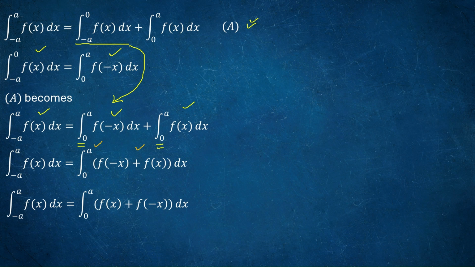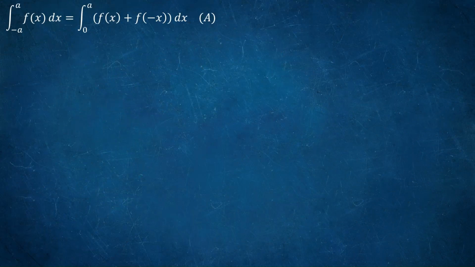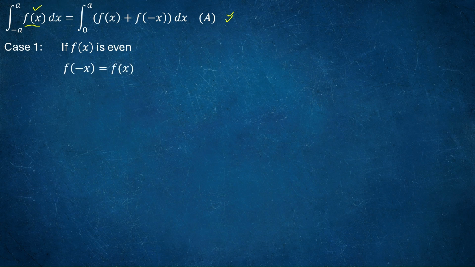Now we shall deduce a well-known result from this definite integral property. The expression a is a general definite integral property. Here the integrand f of x may be even, may be odd, or may be neither even nor odd. But what happens if the function is strictly even or strictly odd? Let's discuss these cases one by one. Case 1 is if the function f of x is even. If the function f of x is even, then f of minus x is equal to f of x.